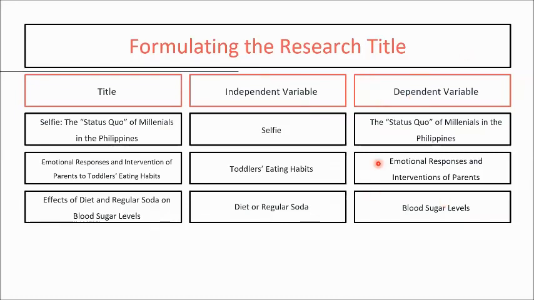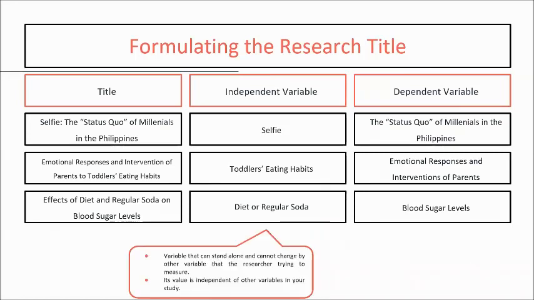Again, so dependent variable varies or depends on the independent variable. So in other terms, when we say independent variable, they are the variables that can stand alone and cannot change by other variable. So hindi siya nababago. Hindi siya nag-a-adjust para sa iba. Diba?